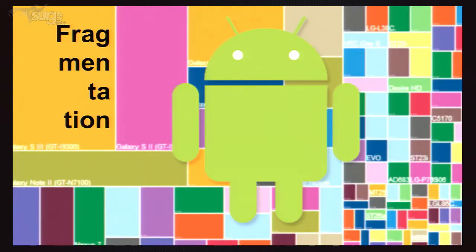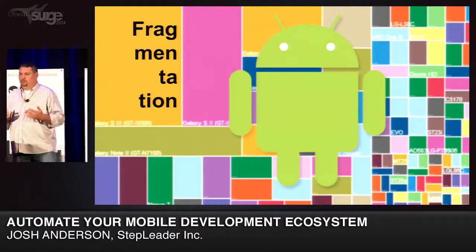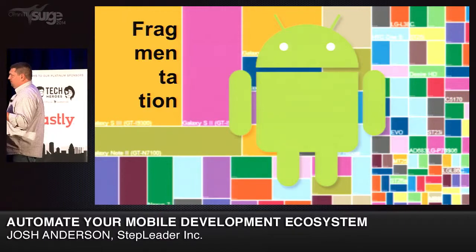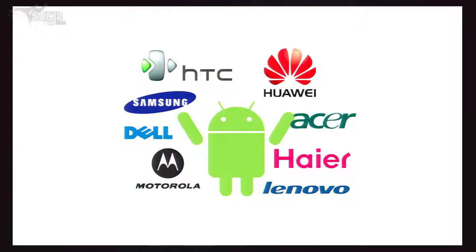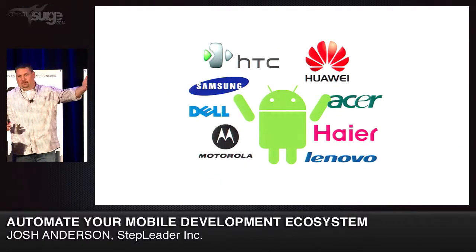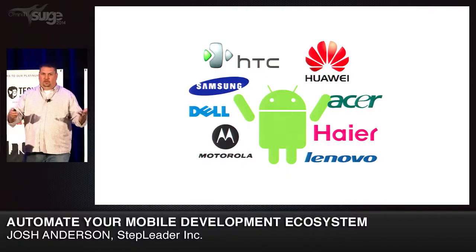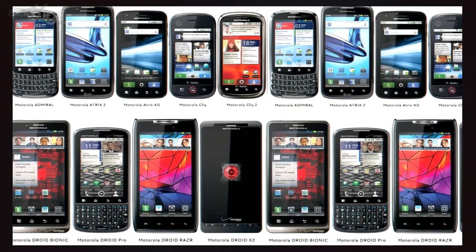Android, I love it to death, but building software for it is really hard because of the fragmentation involved. There are three different layers of fragmentation. First and foremost, the manufacturers. Everybody takes Android and layers their stuff on top of it. So 2.3 for Samsung is different than 2.3 for Motorola because they've layered their own software on top of it.